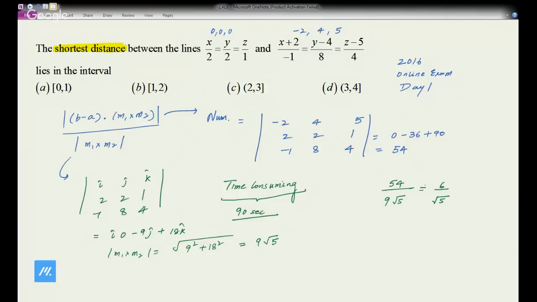Okay, so 6 by root 5. Root 5, I do not know any value about it, but it will be 2 point something, right? It will be greater than 2. So I can say root 5 is greater than 2. This will be a number less than 3, but greater than 2. Can I say so? Without any problems? Okay, let's move.